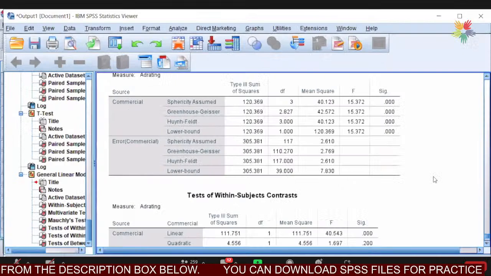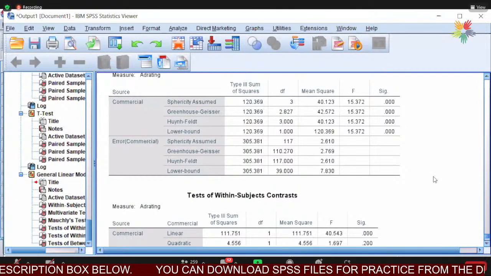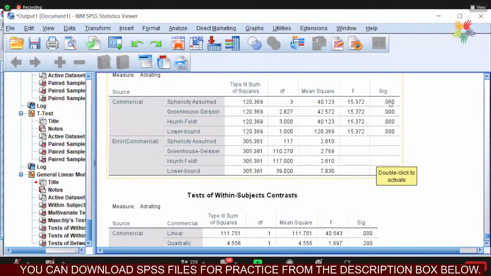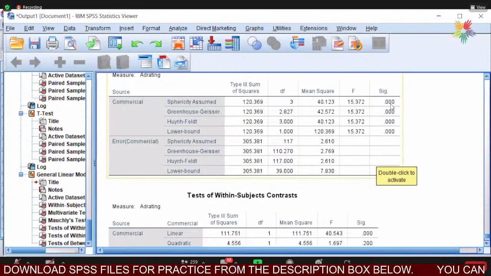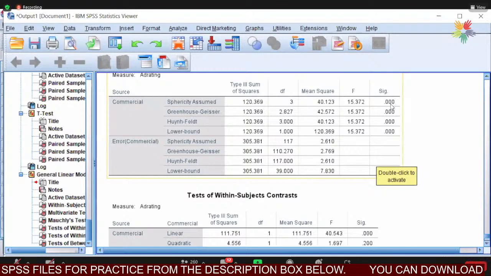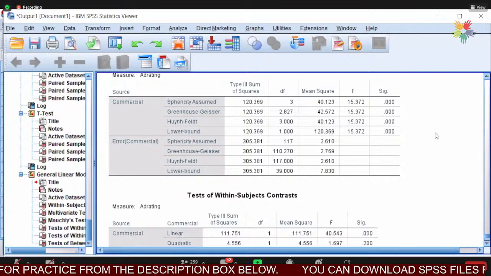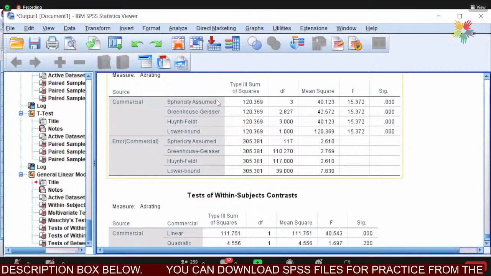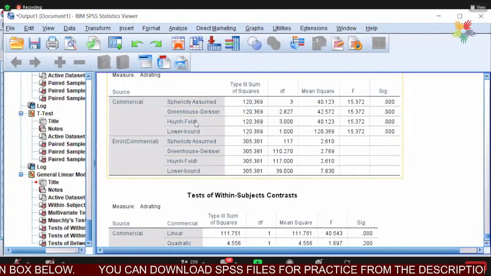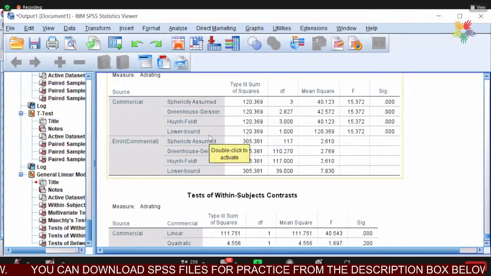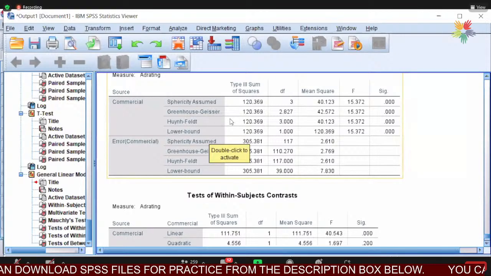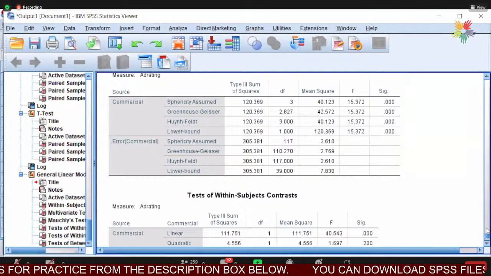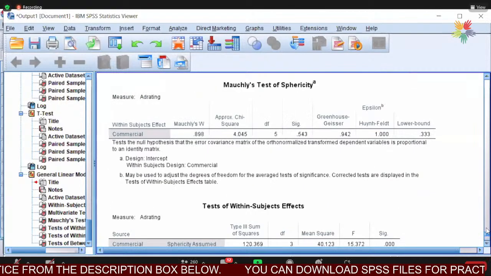Okay. Now, here we have a result. How to interpret this result? The significance value is significant, which means there is a difference. Now there are many methods: Sphericity Assumed, Greenhouse-Geisser, Huynh-Feldt, and Lower-bound. We have many. So which one to look at? For that, we have to look at the earlier table.